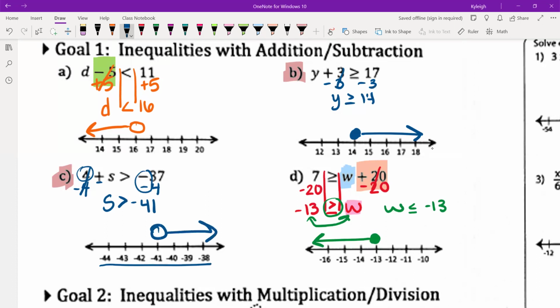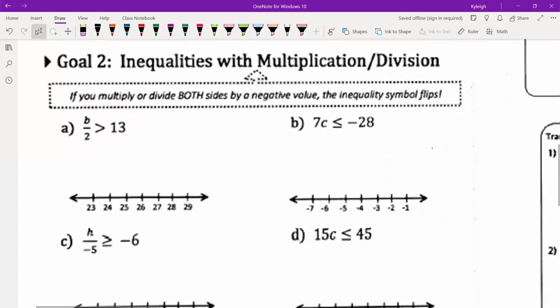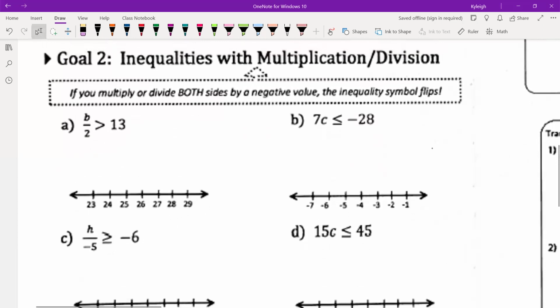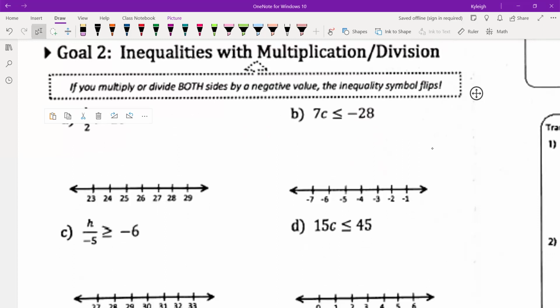All right, so that's addition and subtraction. Hopefully that's pretty straightforward. Now we are going to do multiplication and division, which is kind of where we got into letter F before. So this is more closely related to letter F. We're going to do B and C together, and then I'll ask you to do A and D, okay?